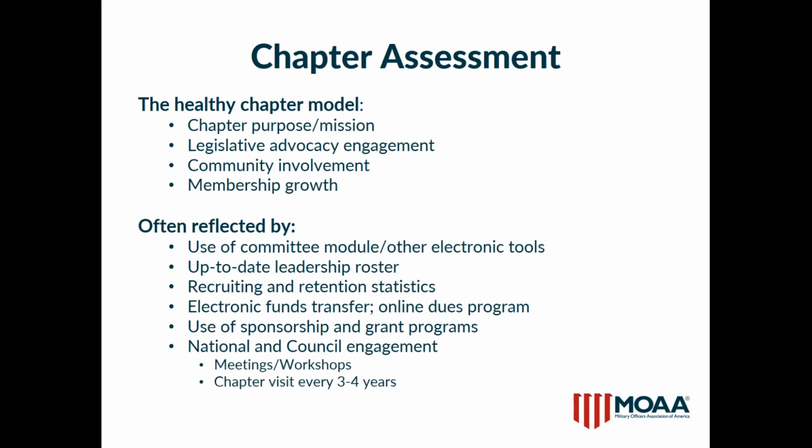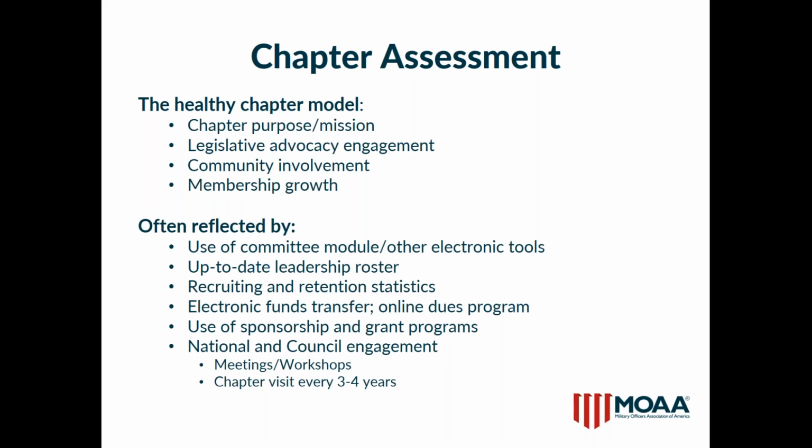We know that you're using the electronic funds transfer and the online dues program. If you're using the USAA sponsorship dollars and the MOAA Foundation grant program, or you've at least applied for some of those things in the recent years, then we know that you're involved in community programs. And finally, you're involved and engaged with us here at MOAA National and with your council.